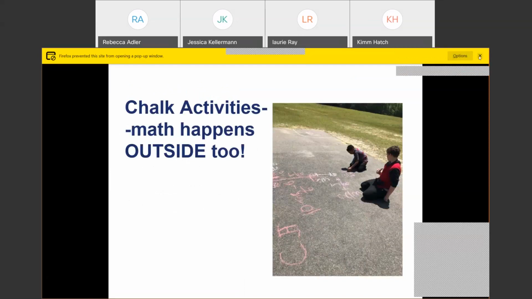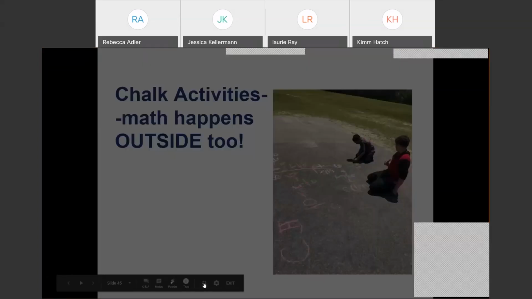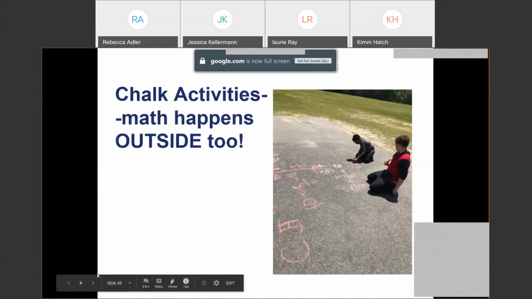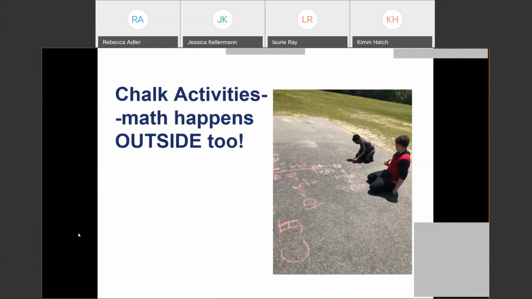So I love using chalk, especially when it's nice out, especially when we go back to school. You know, these kids are going to want the fresh air and be able to go out and about and move. So I use chalk for a variety of things. That's actually an example of some of my students when we were practicing in, I believe it was EOG small groups, like intervention type groups.